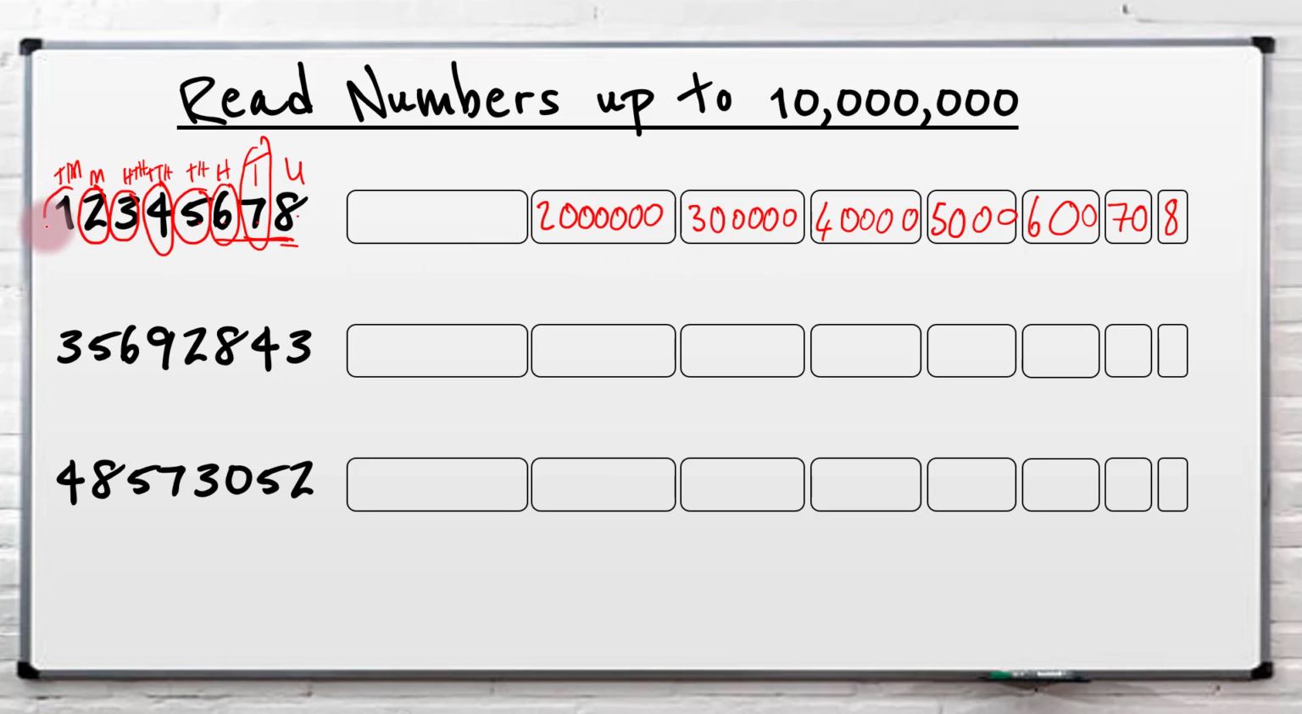Then we're up to tens of millions. And there's 1 ten of millions. If millions had 6 zeros, tens of millions has 7. So 1, 2, 3, 4, 5, 6, 7. So very straightforward, partitioning it up into its component parts. You've got 8 units, 7 tens, 600, 5,000, 40,000, 300,000, 2 millions, 10 millions.